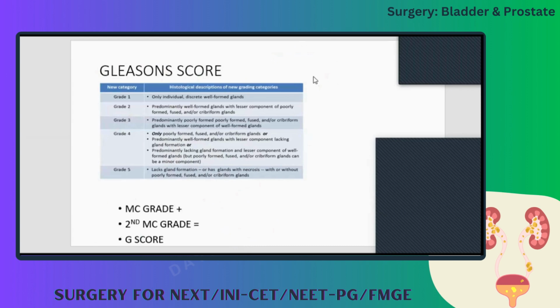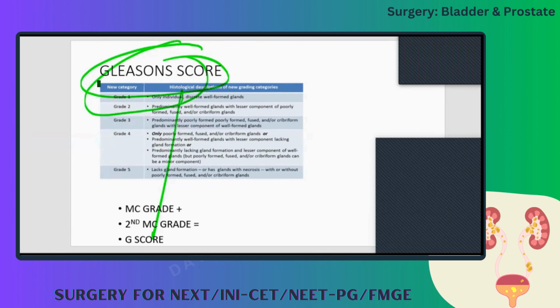This is TRUS biopsy. And remember only this term. No need to go into this table and all. Just remember, once you do a biopsy, you will get a score. That score is known as Gleason's score. Sir Donald Gleason was a pathologist, so he gave a score under his name. It is known as Gleason. What is the surgeon who gave the anatomy of prostate?